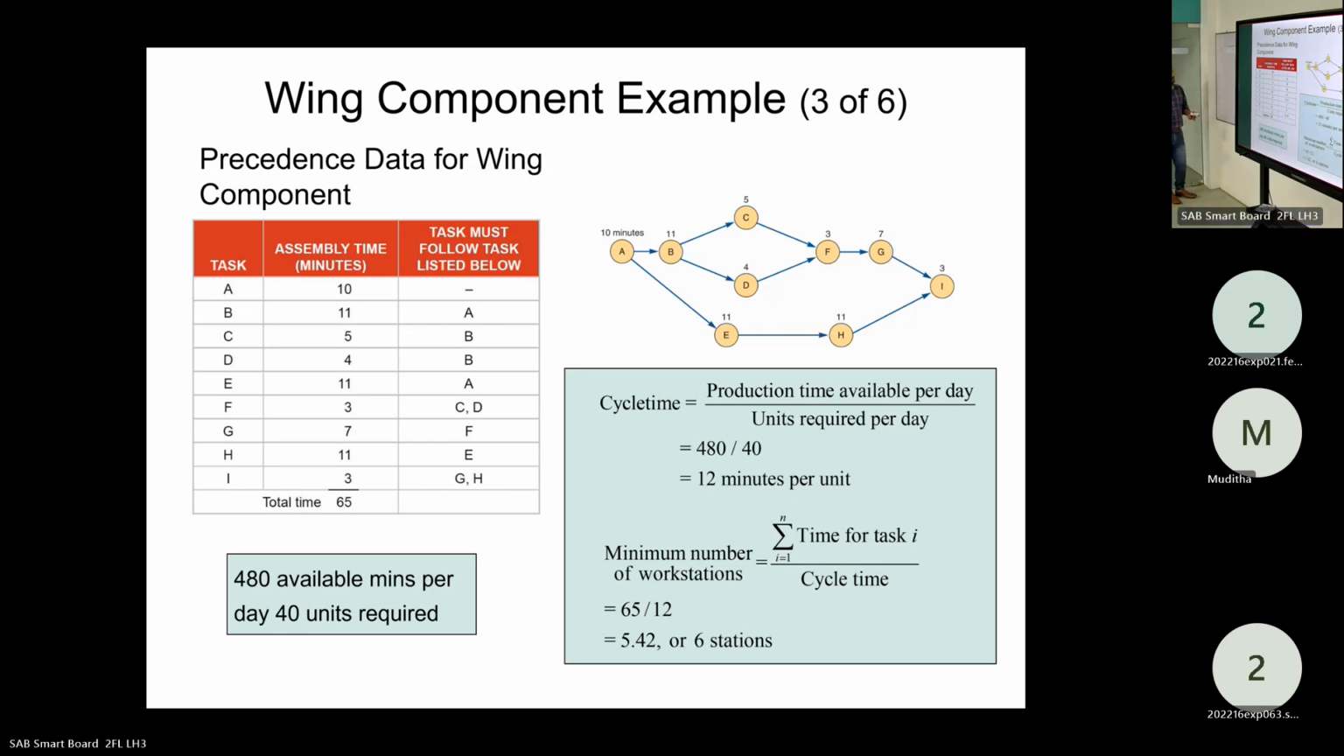Workstation 1. How many minutes do we have within workstation 1? That is the cycle time, 12 minutes. So what do we need to assign now? According to the precedence diagram, by looking at it, from where do we begin?